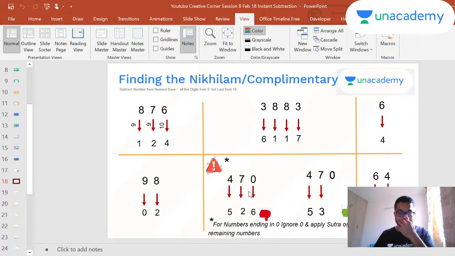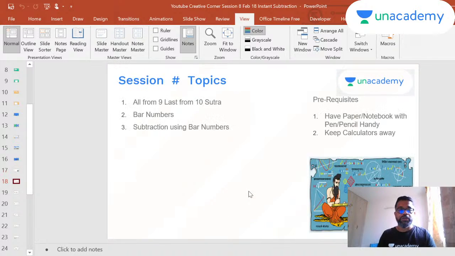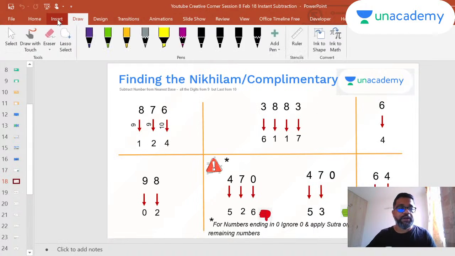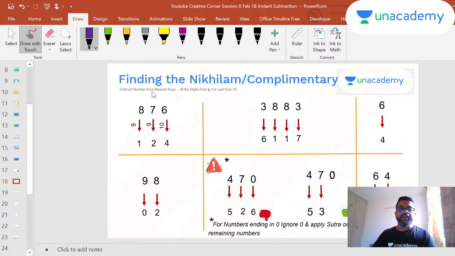So one of the first concepts that I want to introduce to you is something called the complementary of a number. The complementary of a number is taken from the nearest base. When I say a base, I mean 10, 100, 1,000, or 10,000. Any of these numbers are a base.